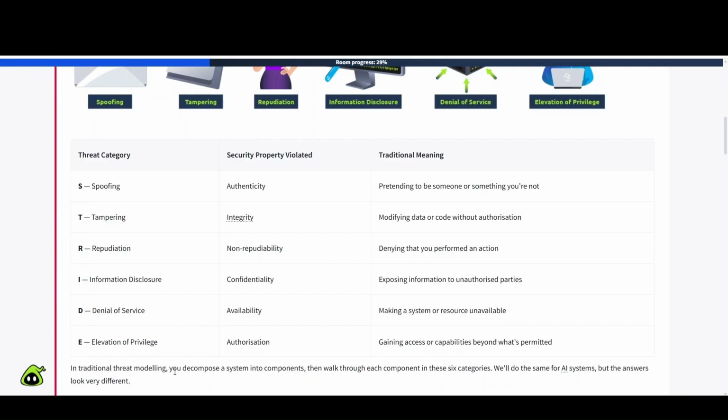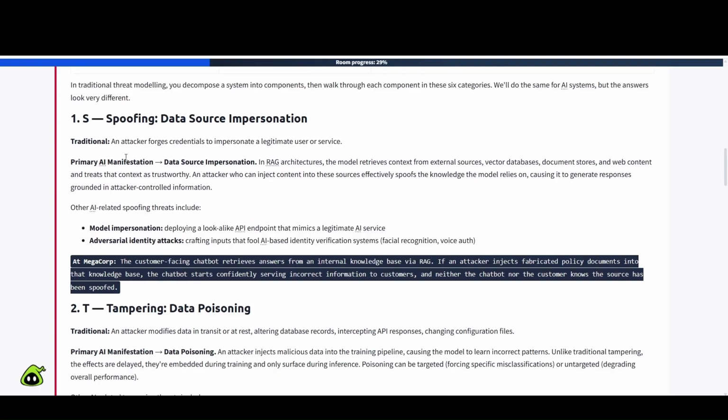In traditional threat modeling, you decompose a system into components, then walk through each component with these 6 categories. We'll do the same for AI systems, but the answers look very different. So let's see what they look like. First one is number 1 here, S, spoofing, data source impersonation. Traditional: an attacker forges credentials to impersonate a legitimate user or service. Primary AI manifestation: data source impersonation.